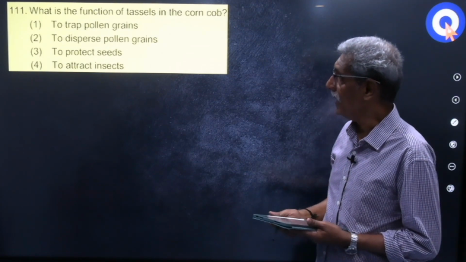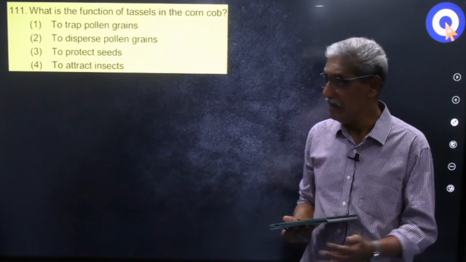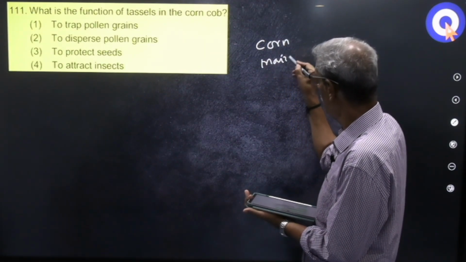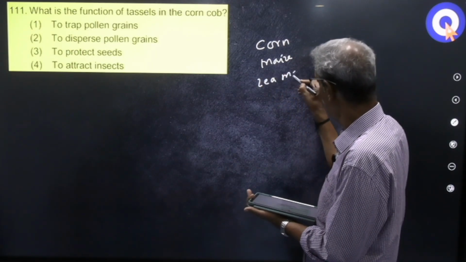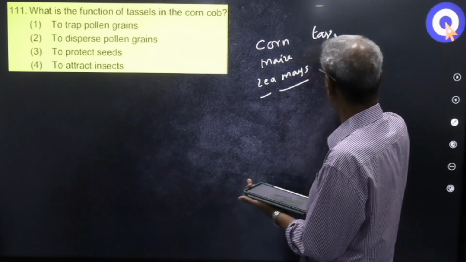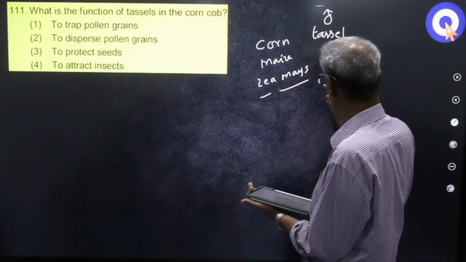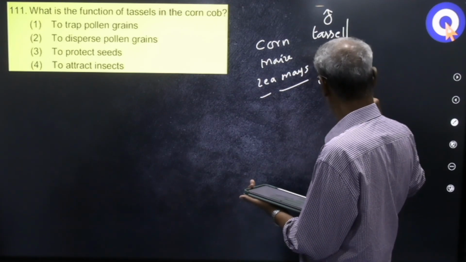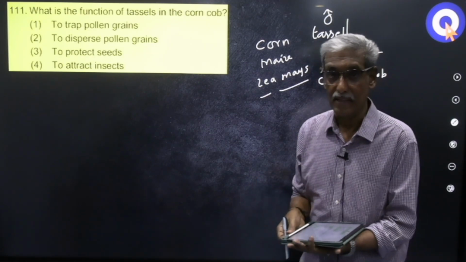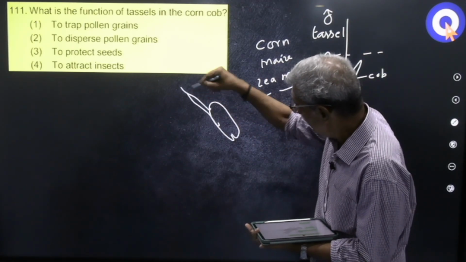Now let's come to the other one, question 111. What is the function of tassels in a corn cob? Corn is called maize, termed Zea mays. The male inflorescence is called the tassel, and the female inflorescence is called the cob. If you take a maize plant, the cob is present on the lowermost portion of the plant. On the maize cob, there are a lot of styles.